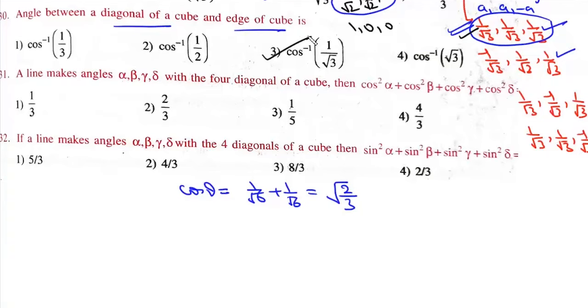Now the next question is: a line makes angles alpha, beta, gamma and delta with the 4 diagonals of a cube. Then cos square alpha plus cos square beta plus cos square gamma plus cos square delta is what? Now suppose direction cosines of this line are L, M and N. Now it makes an angle alpha with the first diagonal.